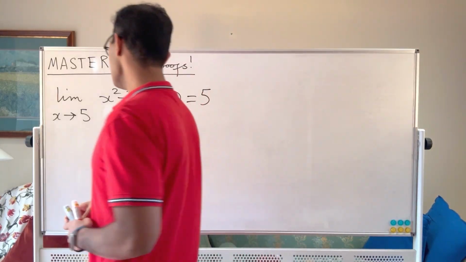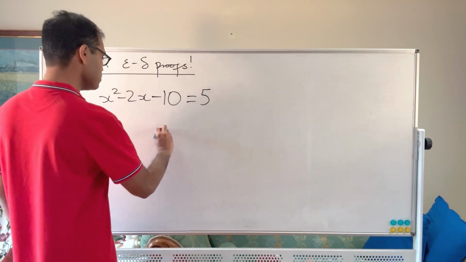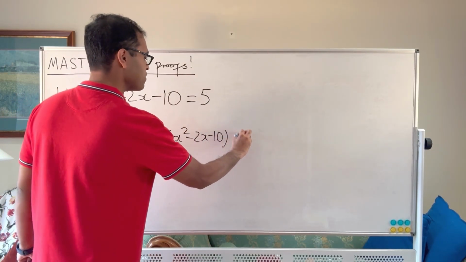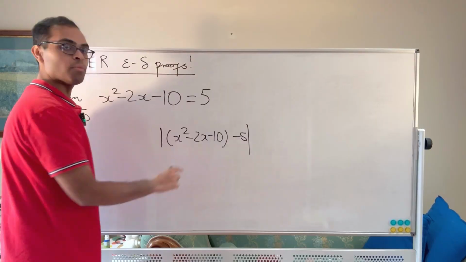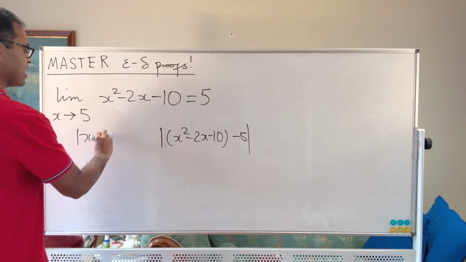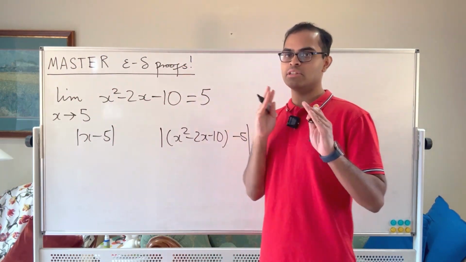So again, I'm going to write this out. We want to make the absolute value of x squared minus 2x minus 10 minus 5 small, given that the absolute value of x minus 5 is small. I'm phrasing this in a number of ways to just intuitively connect it to the Epsilon-Delta proof.